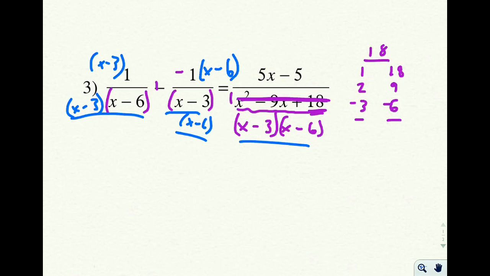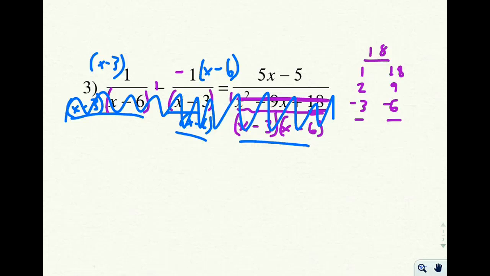And since they're the same on both sides, we can cross them out by multiplying through x minus 3 and x minus 6 on both sides of the equation. And remember, we can only do that now because we have an equation. There's an equal sign here. So that's what's new from last unit.